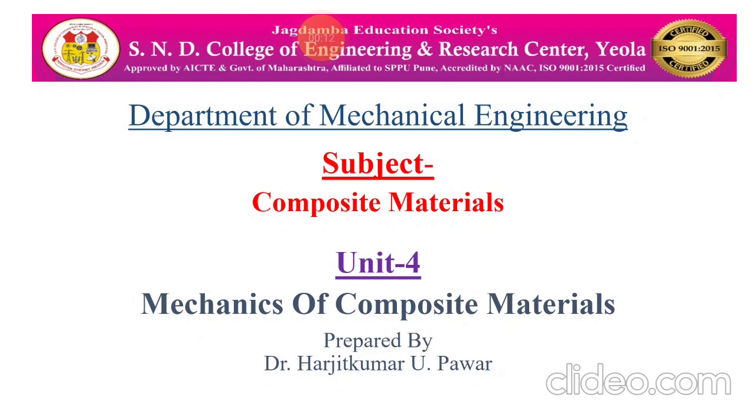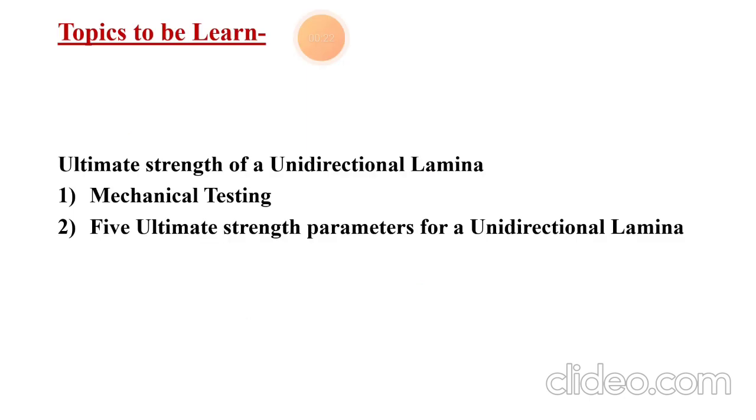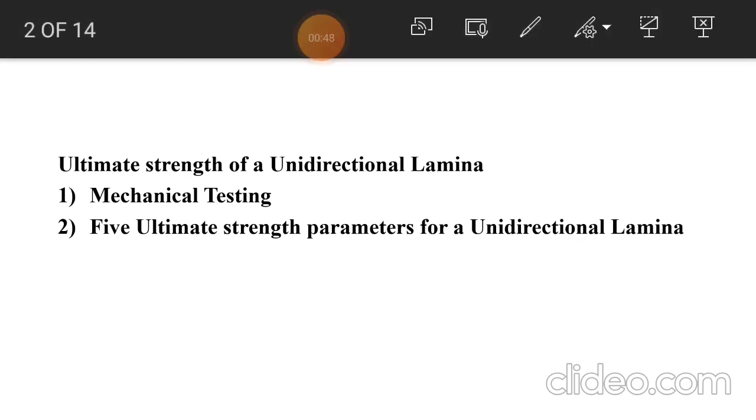Our topic is the mechanics of composite materials, unit number 4 in your syllabus. Topics to be learned are the ultimate strength of the unidirectional lamina, in which mechanical testing, and second, the 5 ultimate strength parameters for the unidirectional lamina. First is the ultimate strength, unidirectional lamina, mechanical property. These are the various terms. We are not familiar with this, right? Now turn to the first.